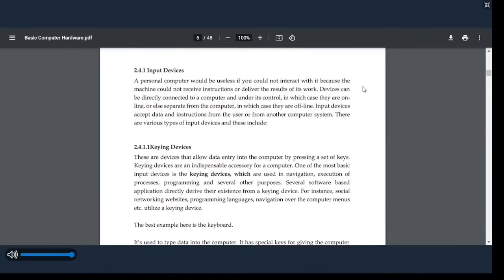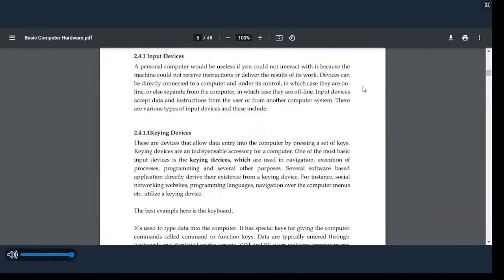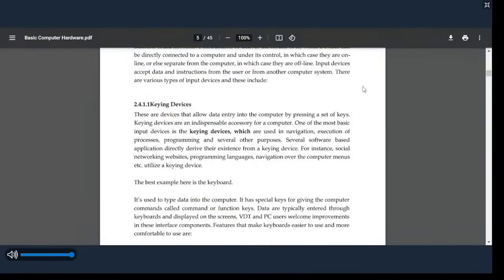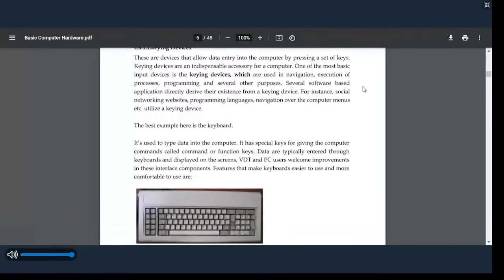Input devices accept data and instructions from the user or from another computer system. There are various types of input devices, and you have to know that we have what we call the keying in devices. These are used for data entry. Something like the keyboard is the best example of an input device. A touch screen is also an input device used for keying in. Your touch screen can be used to key in.